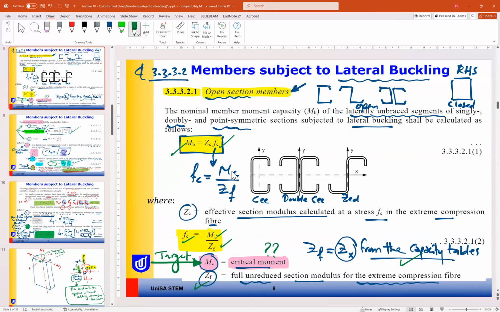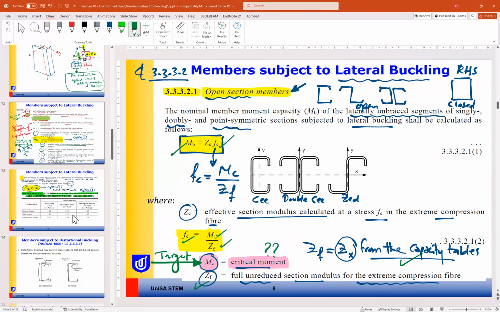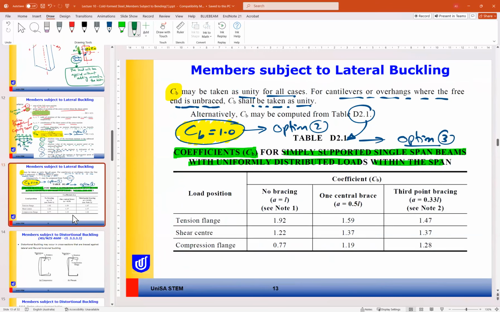So the calculation is a little bit complicated, there are a lot of parameters, but if you know the procedure, it is a straightforward procedure. Okay. Do you have any question for now?